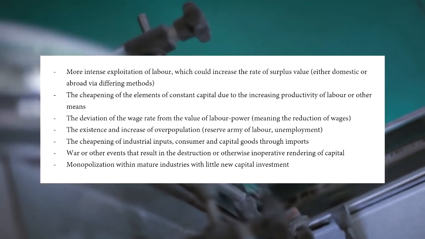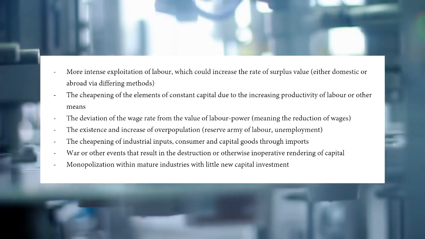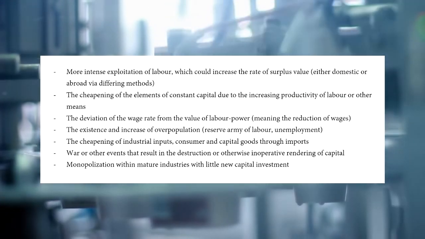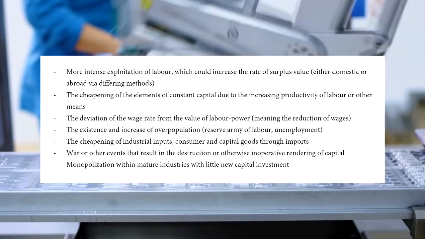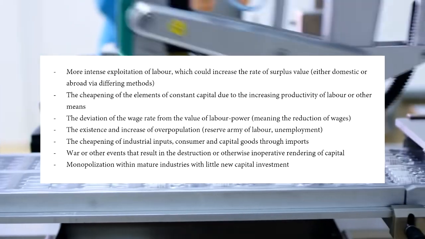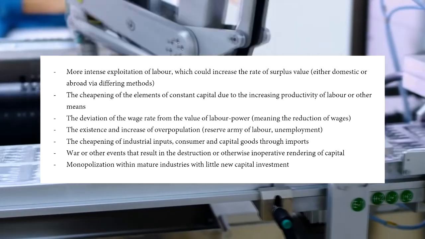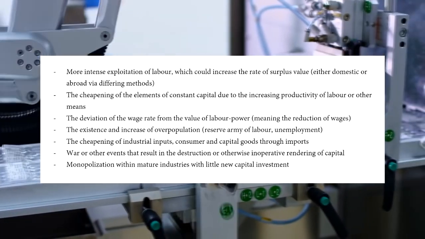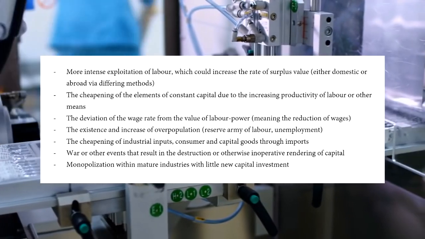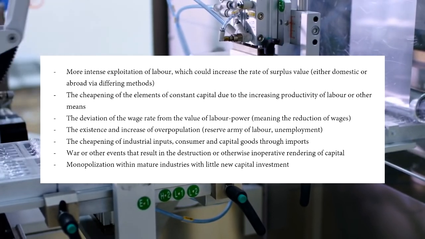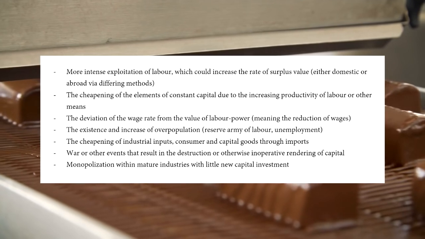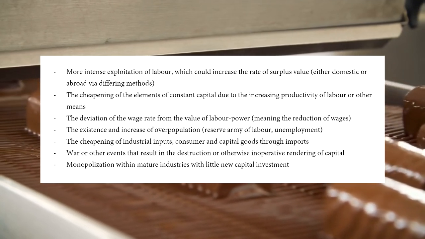Marx and others have noted several things that can either slow down or reverse this tendency. These include more intense exploitation of labor, which could increase the rate of surplus value, either domestic or abroad via differing methods, the cheapening of the elements of constant capital due to the increasing productivity of labor or other means, the deviation of the wage rate from the value of labor power, meaning reduction of wages usually, the existence and increase of overpopulation, reserve army labor, unemployment, and so on, the cheapening of industrial inputs, consumer and capital goods through imports, war or other events that result in the destruction or otherwise inoperative rendering of capital, monopolization within mature industries with little new capital investment, amongst many, many more.